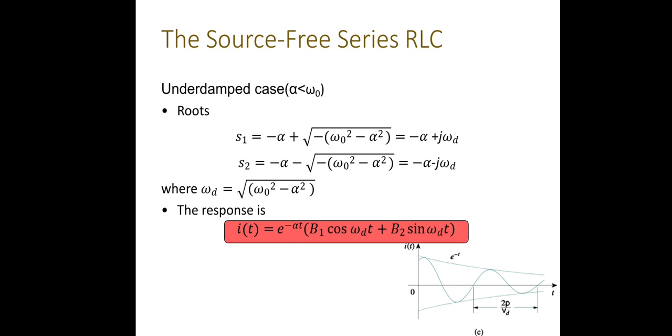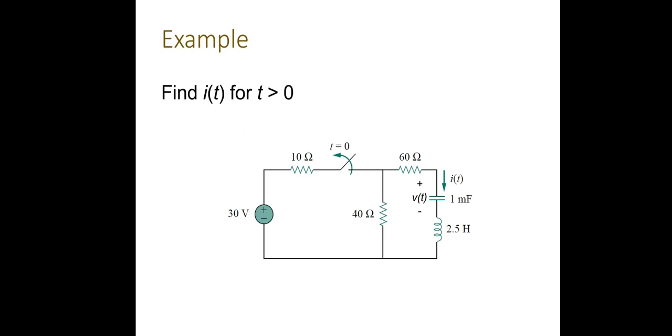Here there is an exponential decay of the signal, which is the response of this underdamped condition: i(t) is equal to e^(minus alpha t) into (b1 cos omega d t plus b2 sin omega d t). These are the three cases we discussed for the source-free series RLC circuit.